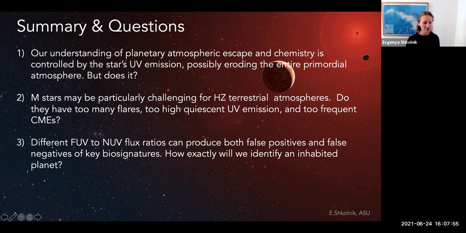The third thing is different FUV to NUV ratios can produce, as I said, both false positives and false negatives. And so we really need to understand that for those of us interested in biosignatures. And in order to try and answer all of these, we really need more data. We need dedicated telescopes for both the very young stars and the very old stars, for disk dissipation studies, for old planets that we're currently studying.